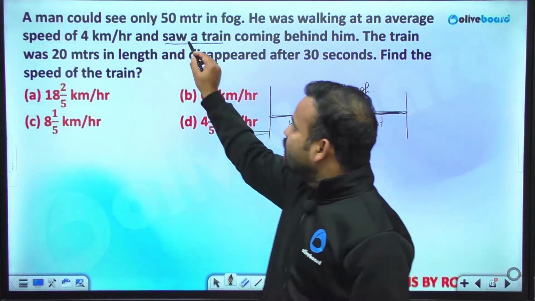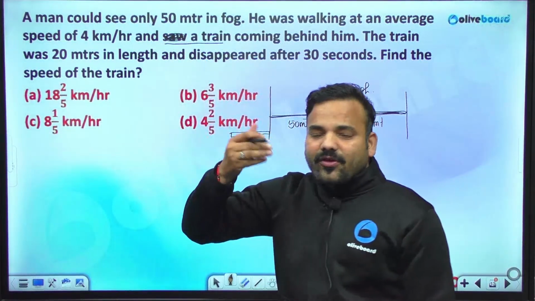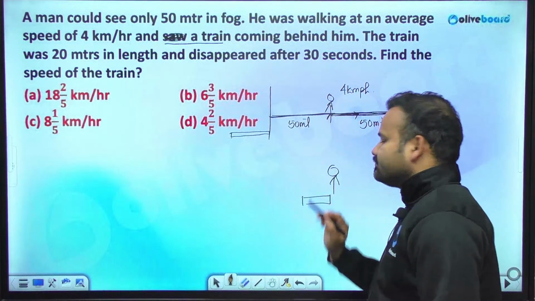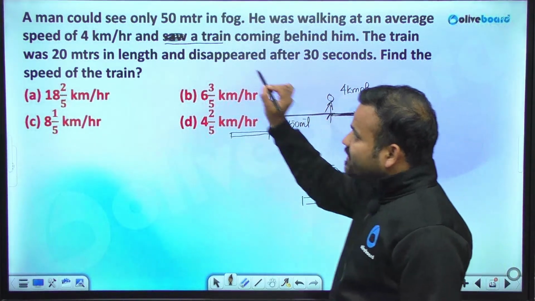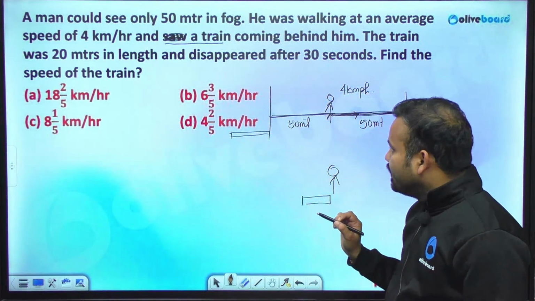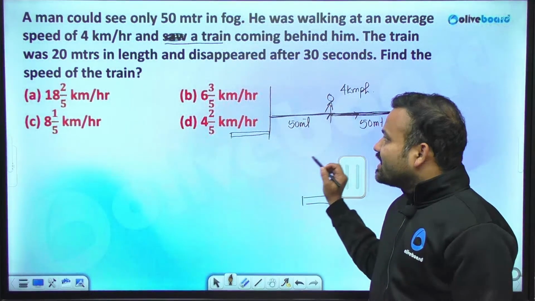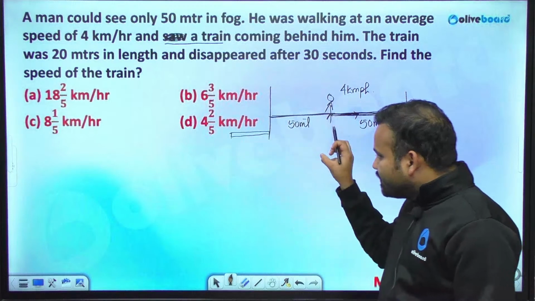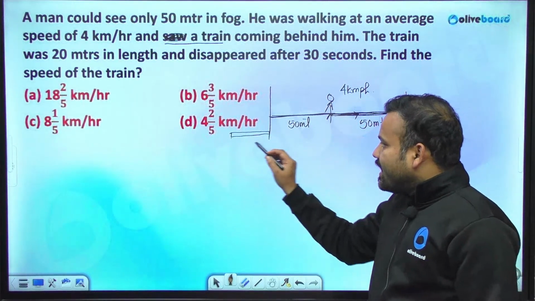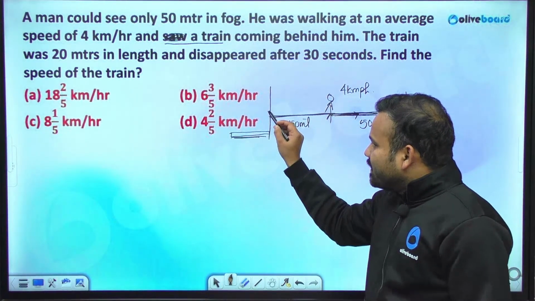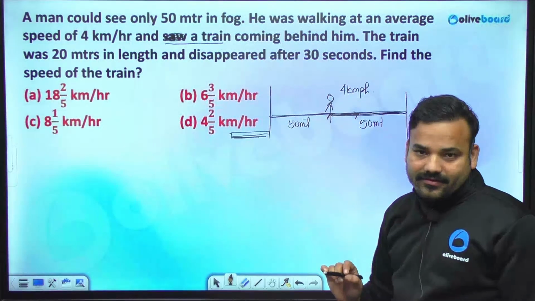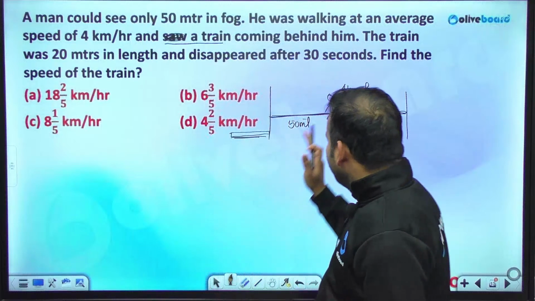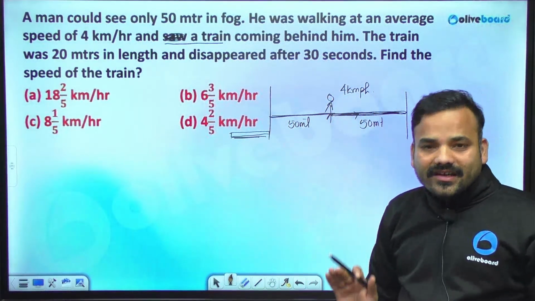Had this term "saw" not been there, a train from behind crosses him. That means that particular person is over here and the train is just behind him. But if "saw" is mentioned, that means just after hearing the whistle, he saw that the train is encroaching, coming towards him, and is just behind this fog of 50 meter length. Had the term "saw" not been there, then only the next fog would be taken into consideration.